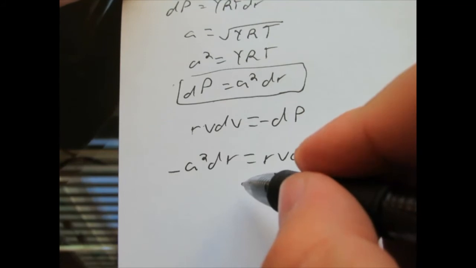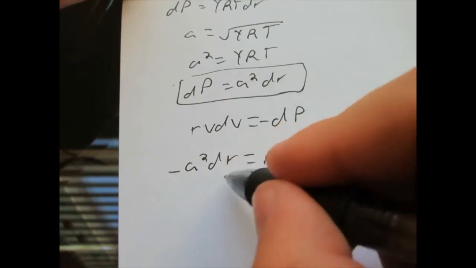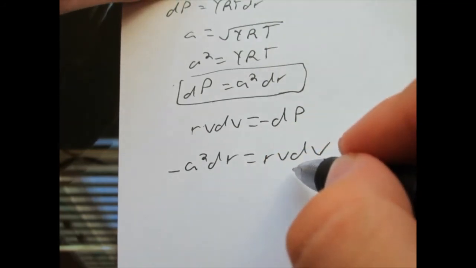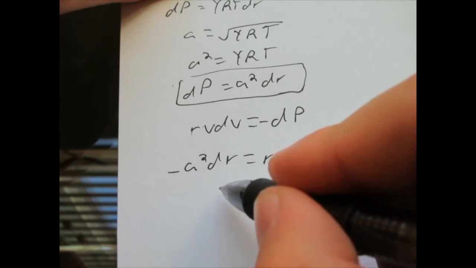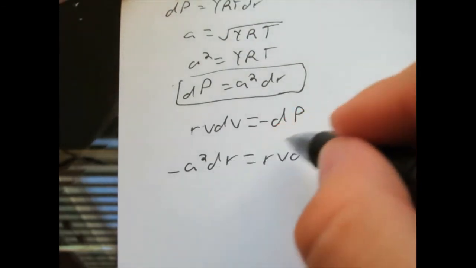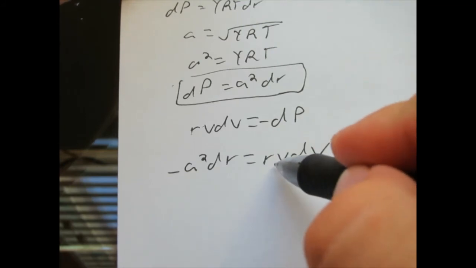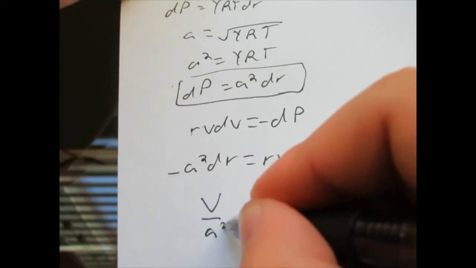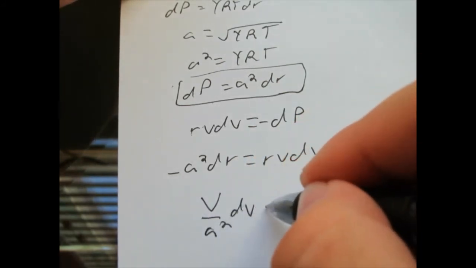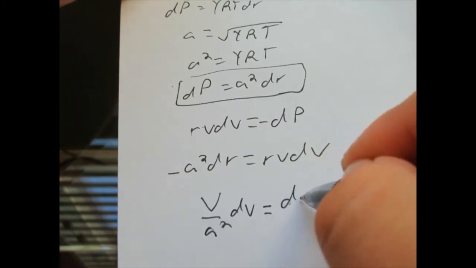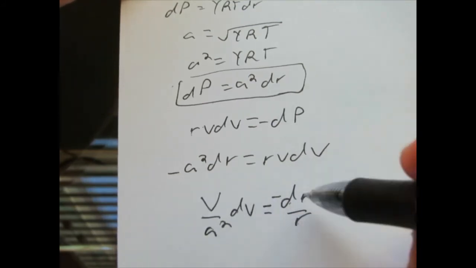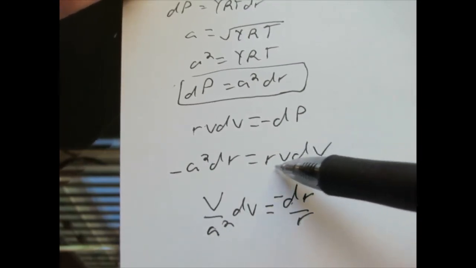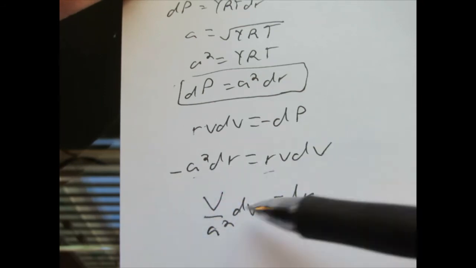Divide by your negative a squared on both sides and your rho. So we're going to be left with a squared d rho over rho equals V dV. So after manipulating some terms, we got V over a squared dV equals negative d rho divided by rho, and have the negative on the d rho. So all we did was divide by rho over here and divide this by a squared.